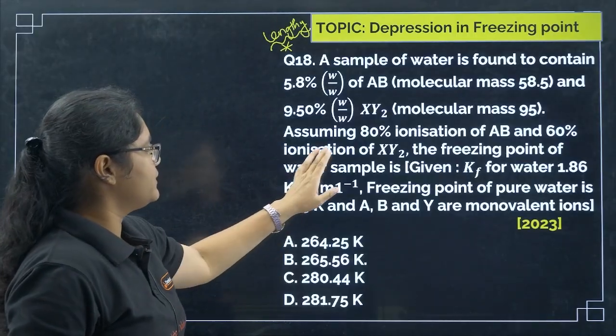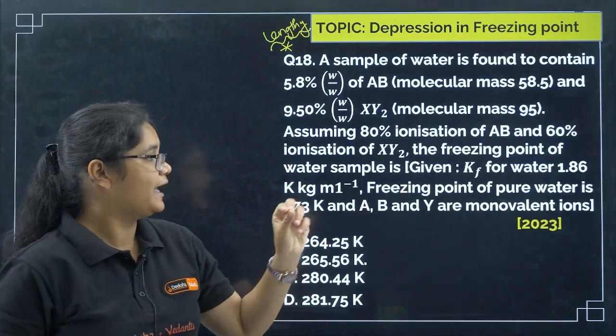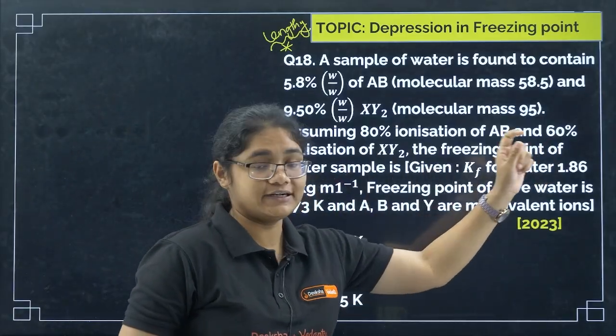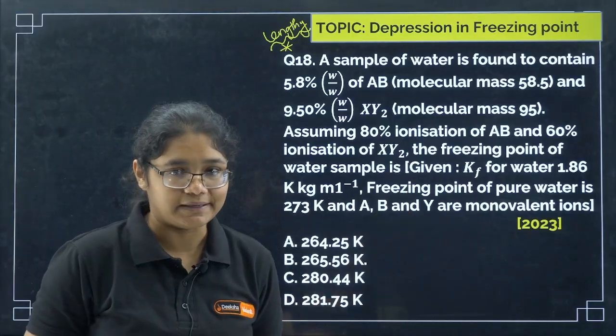Assuming 80% ionization of AB, AB dissociates 80% and XY2 dissociates 60%. The freezing point of the sample will be, okay.